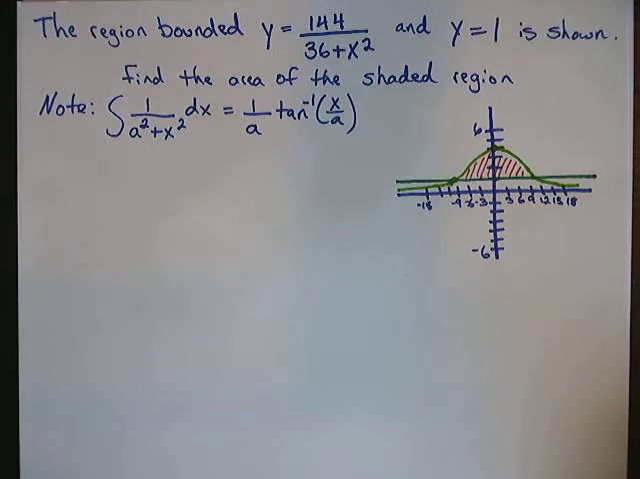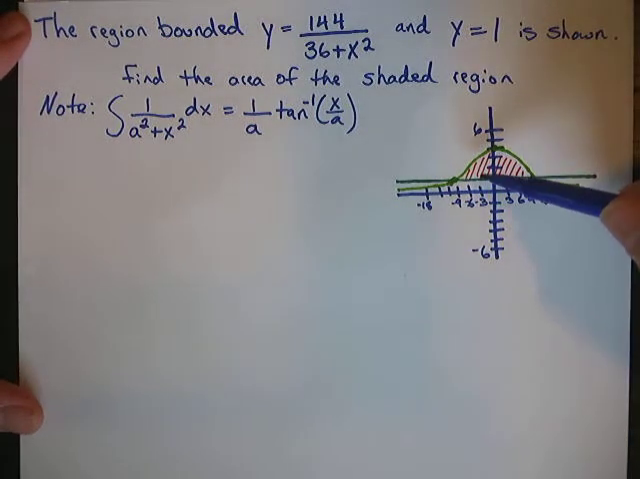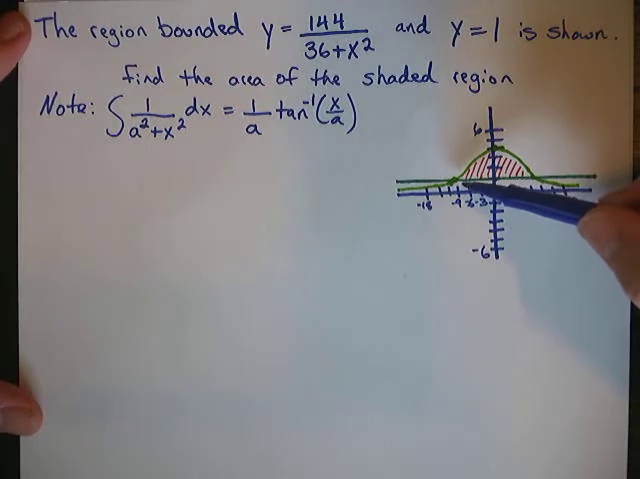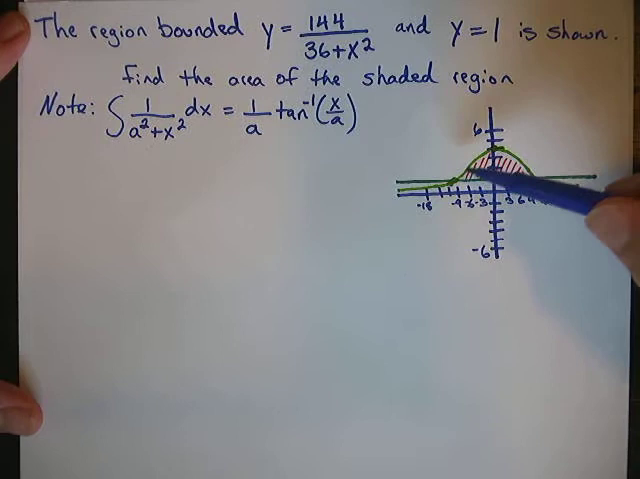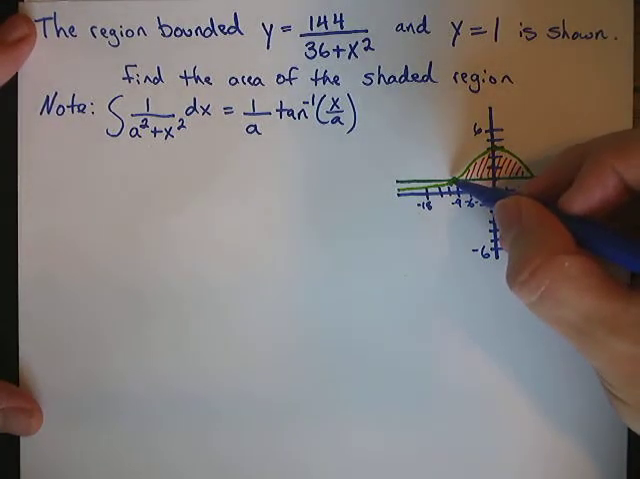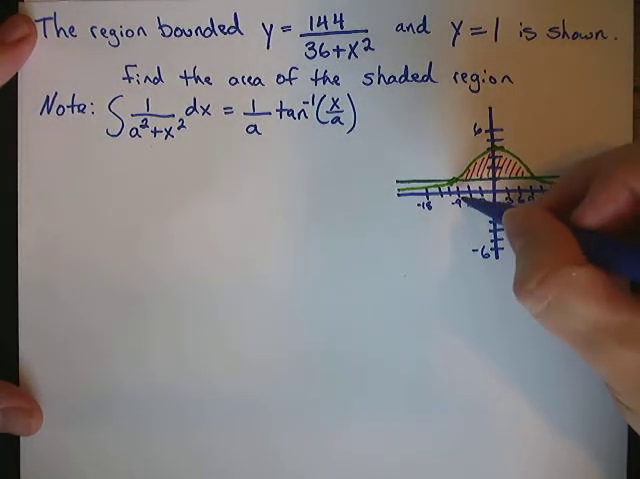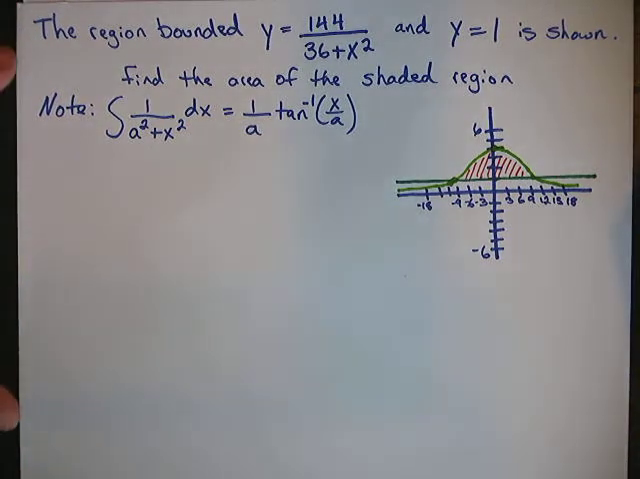All right, so let's take a look at this. We have this shaded region here. It appears that 144 over 36 plus x squared is going to be our top function, and y equals 1 is going to be our bottom function. We need to know where they intersect. Based on this graph, it's a little less than -9 and a little more than +9, but we need something a little more exact than that.